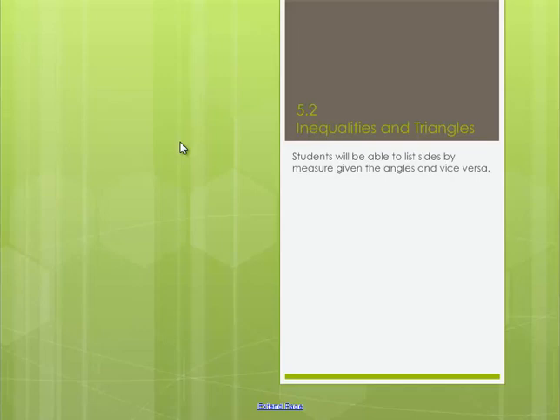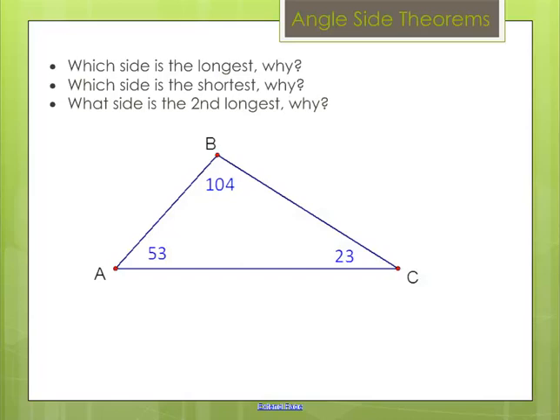Okay, so we're going to continue Chapter 5 by talking about inequalities in triangles, and we'll be able to get through all of this in one video, and you'll see a little bit of this on the quiz as well as on the test.